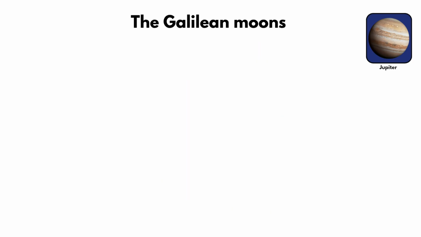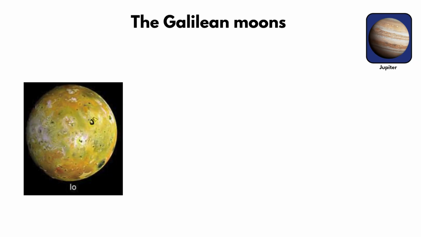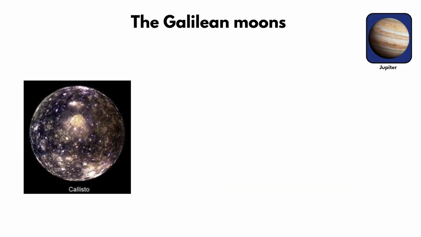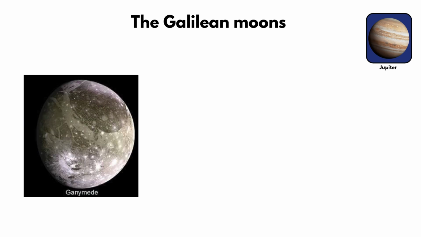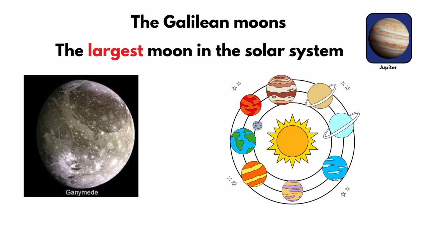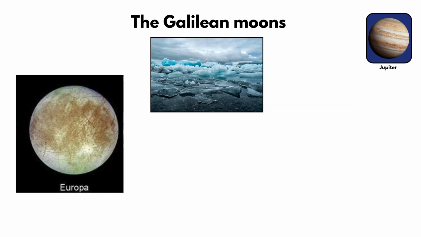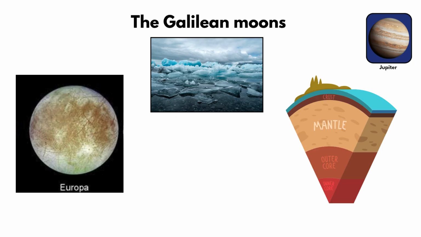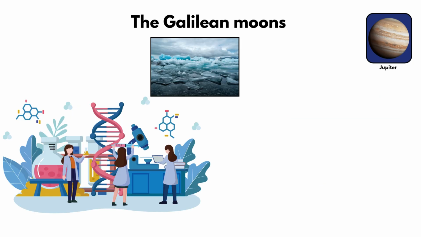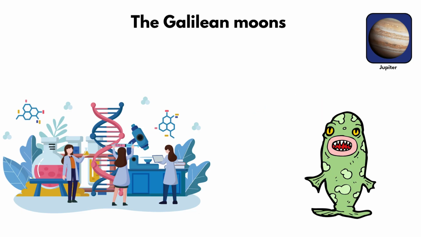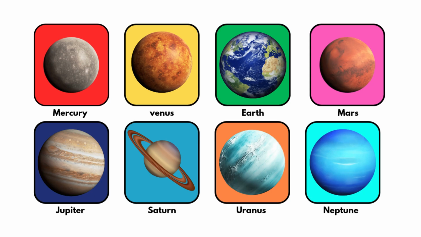Four are enormous, the Galilean moons. Io, covered in lava lakes. Callisto, a scarred ice ball. Ganymede, the largest moon in the solar system. And Europa, a frozen world that may hide an ocean under its icy crust. Scientists believe that ocean might be teeming with life. If we ever find alien fish or microbes, it might be under Europa's shell.